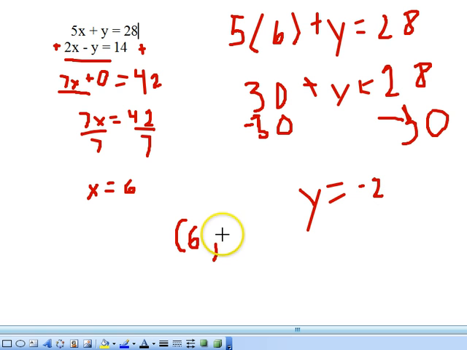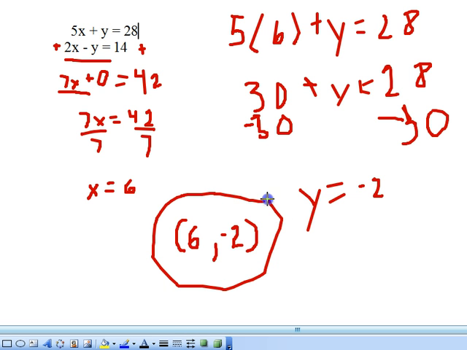So now we have the y variable. We solved for the y variable for our solution. So the answer to this system of equations is (6, -2). And that's how you solve systems of equations by addition.